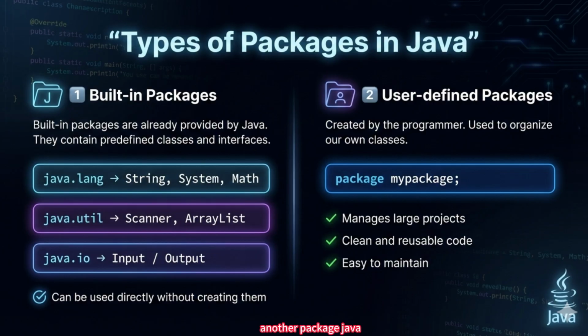Another package, java.util, contains utility classes such as Scanner and ArrayList. And then we have packages like java.io, which are used for input and output operations. The best thing is that we can use built-in packages directly without creating them ourselves.